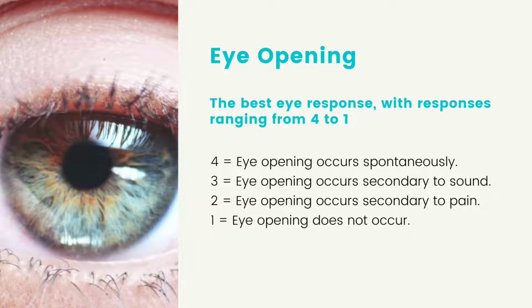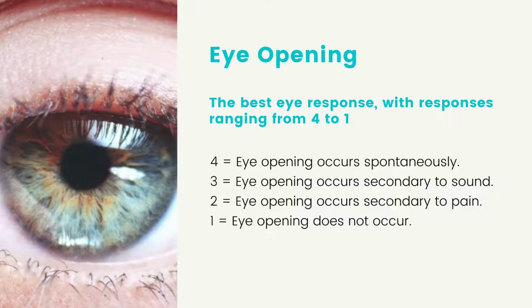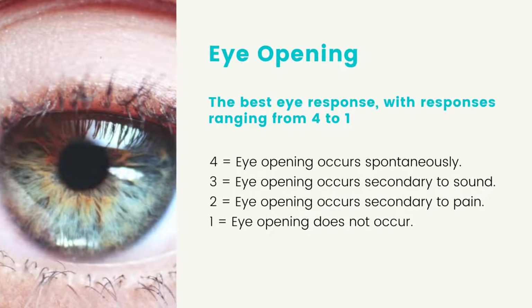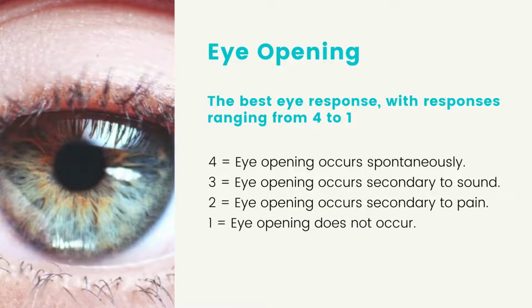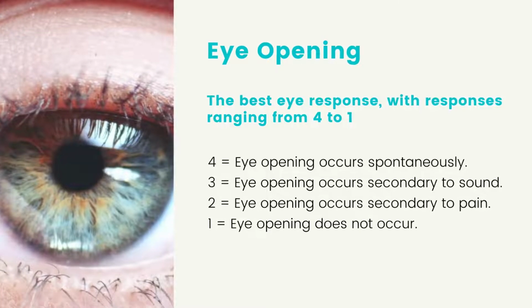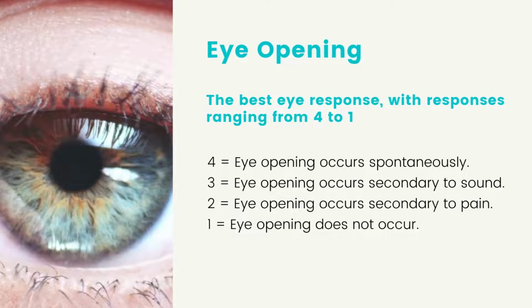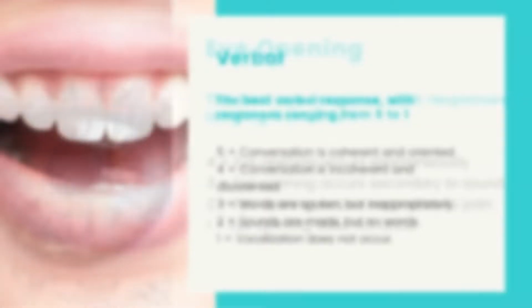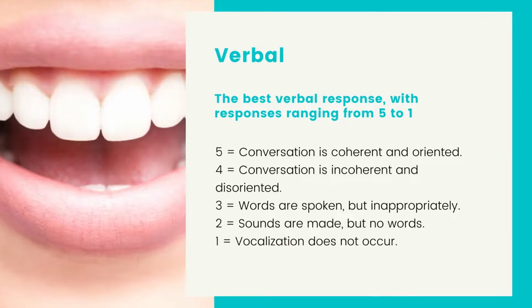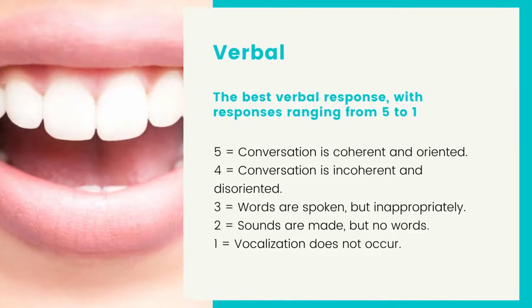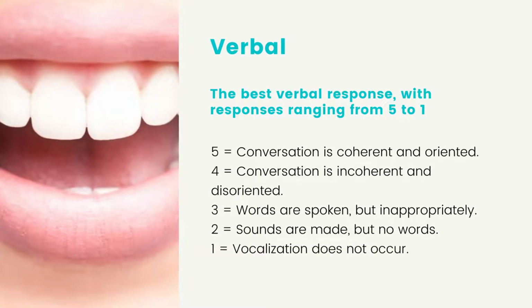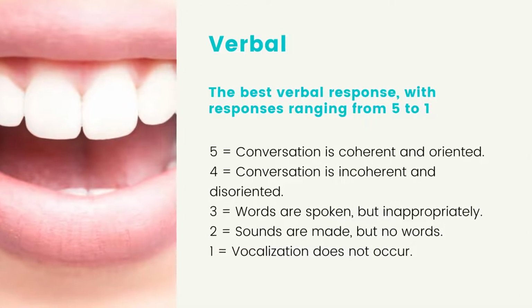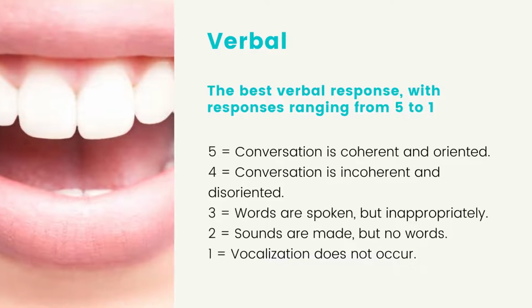Verbal, V. The best verbal response with responses ranging from 5 to 1. 5 equals conversation is coherent and oriented. 4 equals conversation is incoherent and disoriented. 3 equals words are spoken but inappropriately. 2 equals sounds are made but no words. 1 equals vocalization does not occur.